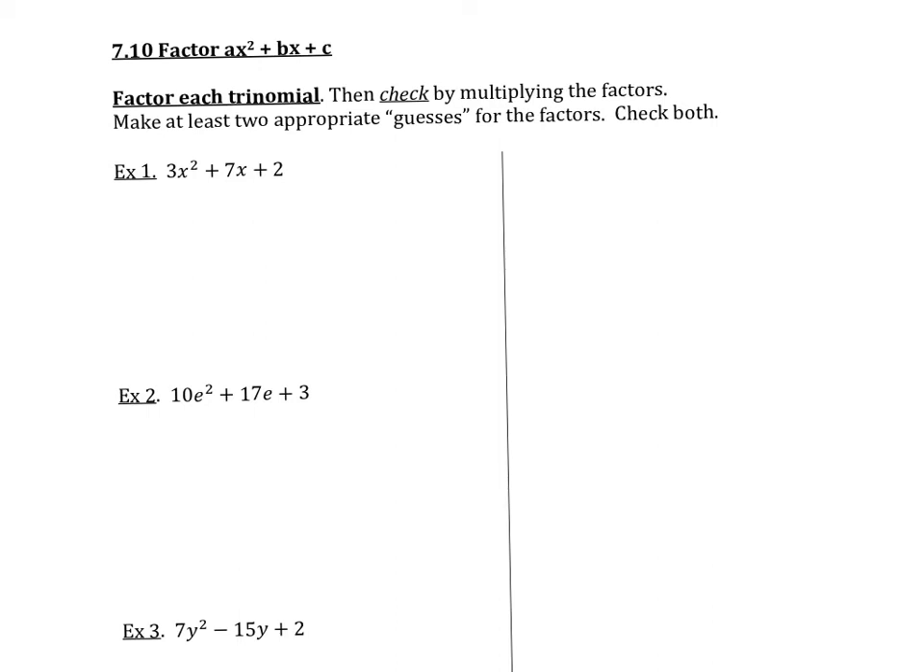Okay, now we're going to factor ax squared plus bx plus c. The only difference between this and what we did previously is there's a coefficient a in front of the x squared. So you can see this is 3x squared instead of just x squared. When we're factoring it, we're still going to make a good guess, just like we did before, by making sure it multiplies to equal this number. But now we're going to make sure it also multiplies to equal this number.